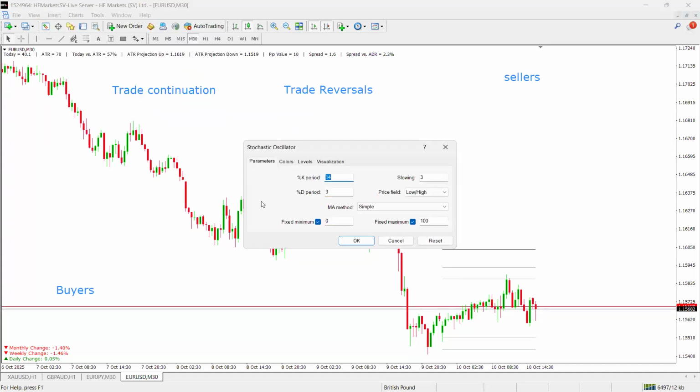Now, I want to say there are three things that I want to explain here. The K period, the D period, and the slowing number. Now, what do these three things mean?